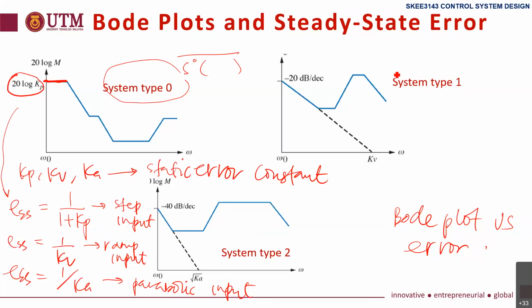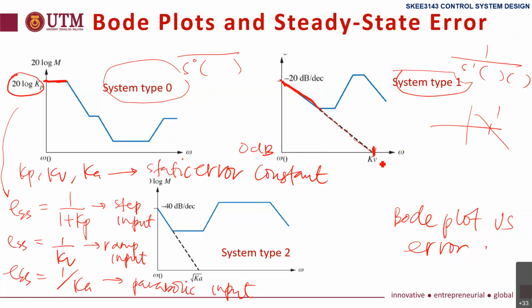Next, for system type 1, meaning we have s to the power of 1, the magnitude always starts with minus 20 dB per decade. Why? Because of s. If we make a straight line to 0 dB, the omega that we obtain here is Kv, and error is 1 over Kv. That means we can obtain Kv directly from the Bode plot.